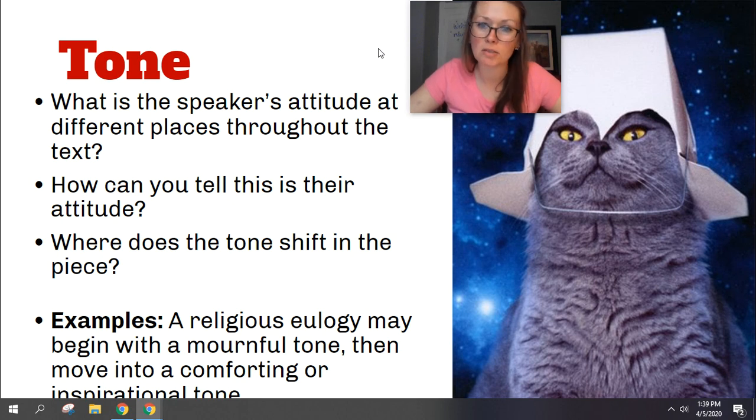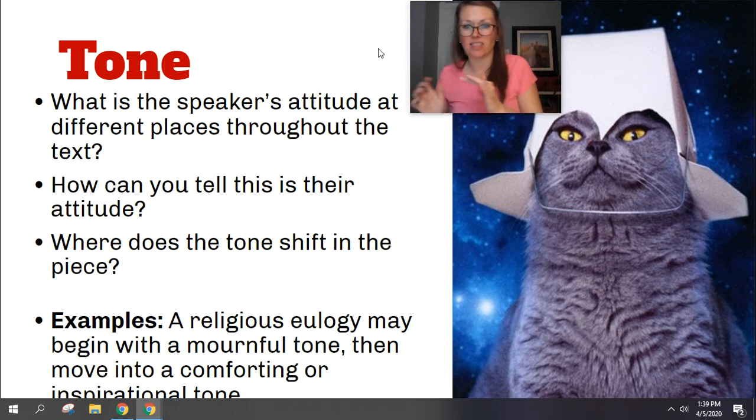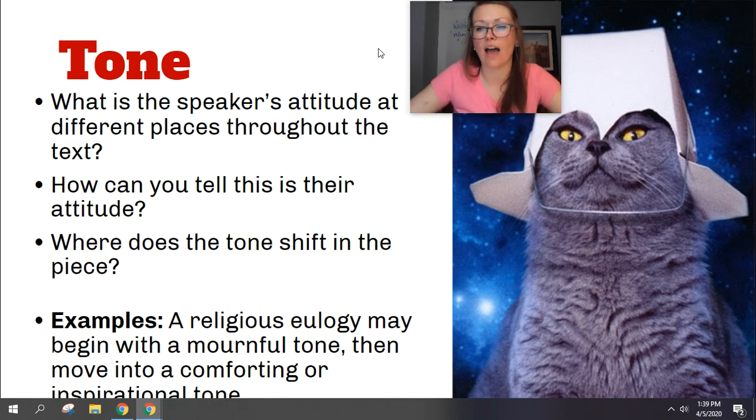So Dr. King's I Have a Dream speech begins incredibly critical, but ends very hopeful and motivating. And so this shift going from this, then this, or this, yet this, and this can really help us have a deeper understanding of the writer's experience and the specific audience they're trying to address. So the examples listed down below, of a religious eulogy, may begin with a mournful tone, then move into a comforting or inspirational tone. So you just want to be very cognizant as you are reading, like, oh, that's a change. Oh, something's different here, and try to take notes as much as you can.